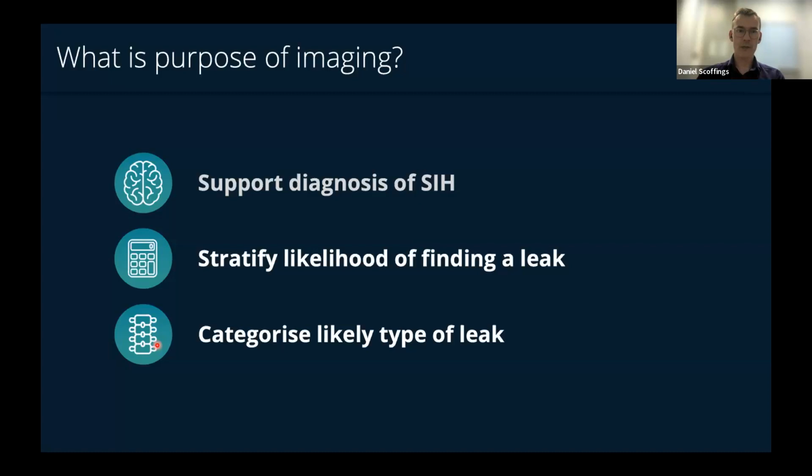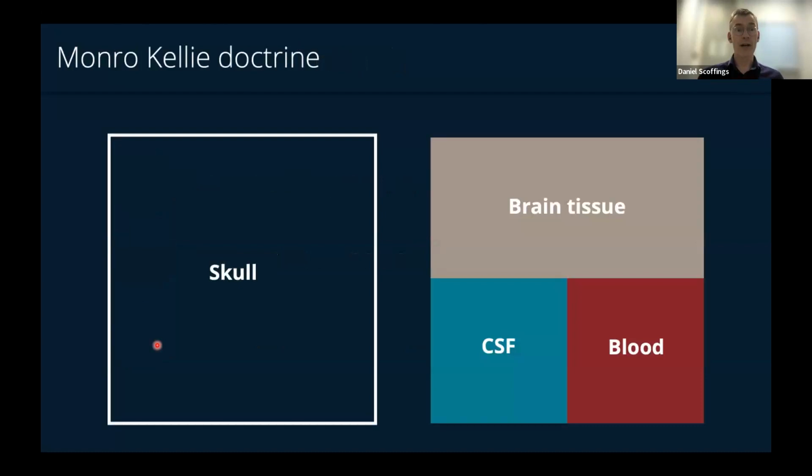So the underlying pathophysiology of the appearances that we see on MRI can be explained primarily by reference to the Monro-Kellie doctrine, which, as we'll all remember, says you have a fixed volume of skull and a fixed volume of brain tissue, and then a variable volume of blood and CSF intracranially.